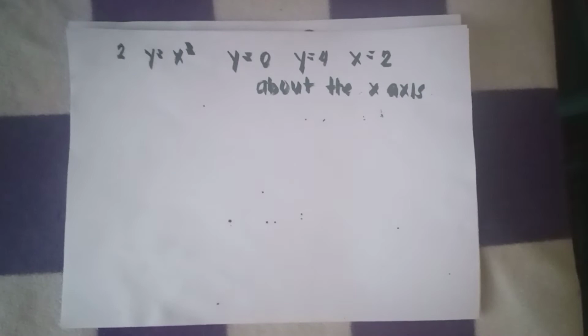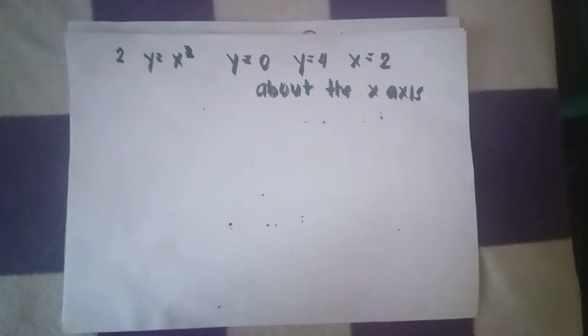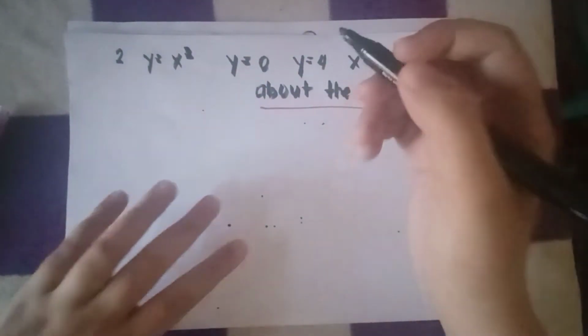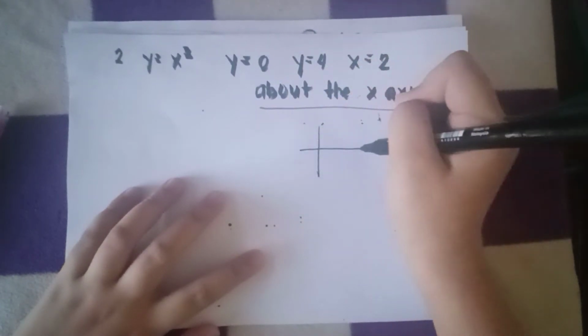Y is equal to x squared. Y is equal to 0. Y is equal to 4. And x is equal to 2. About the x-axis. So, tandaan nyo po ang ating given. About the x-axis yung ikot ng rotation natin. So, gawa muna tayo ng graph.